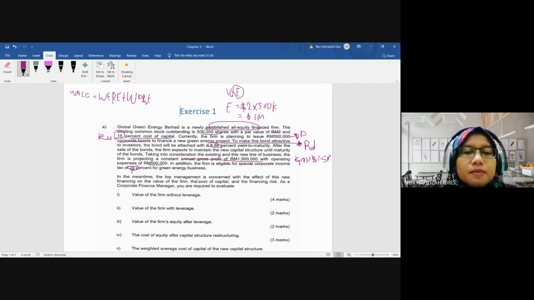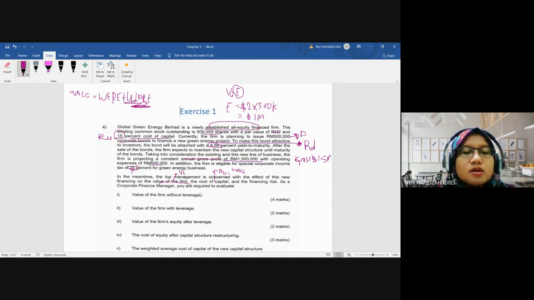In the meantime, the company management is concerned with the effect of this corporate financing on the value of the firm. So the value of the firm, when this company introduces bond, is no longer VU but will become VL. The cost of capital before this was RU. Now it will become WACC, because it now has debt.